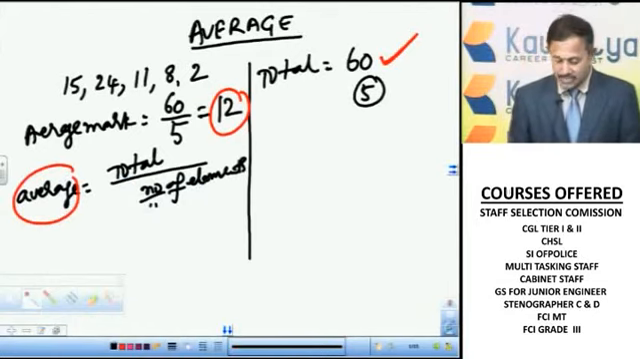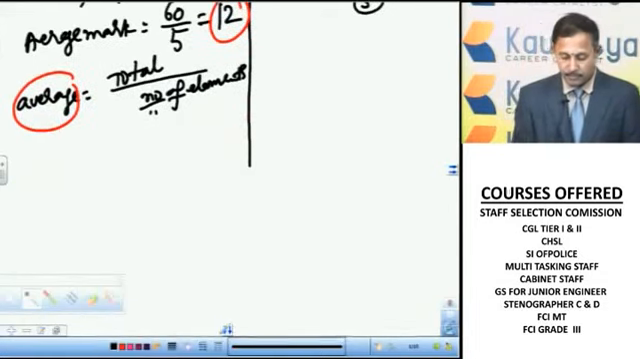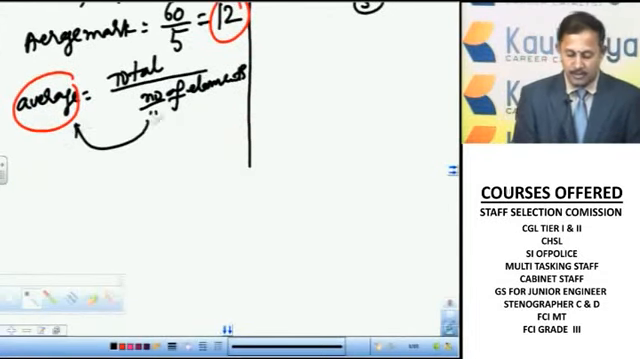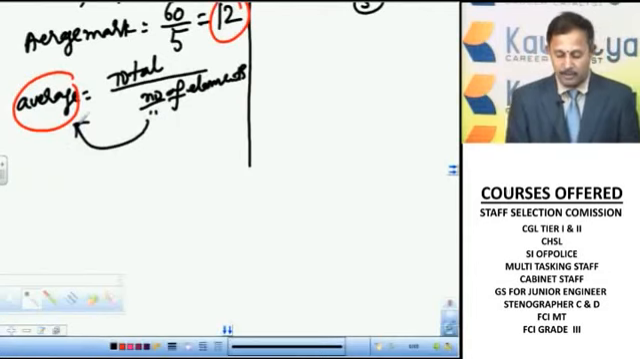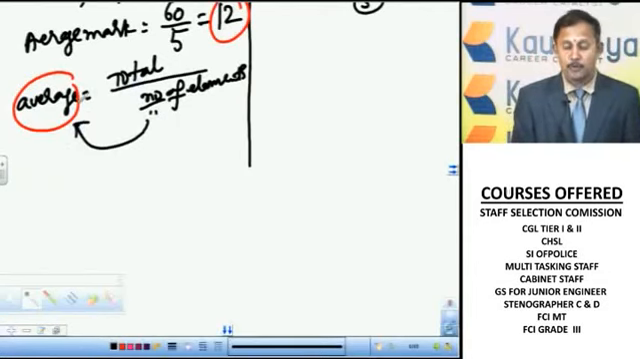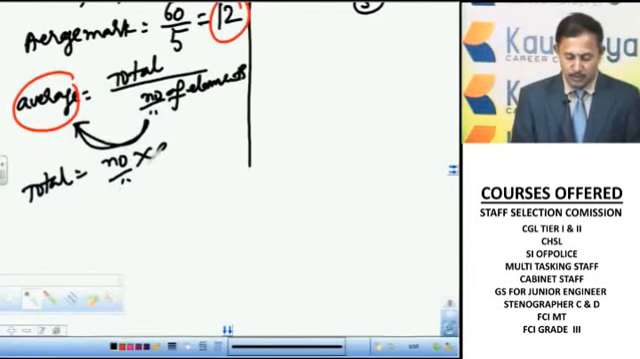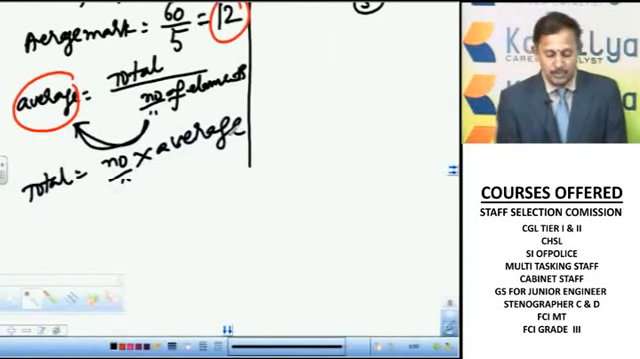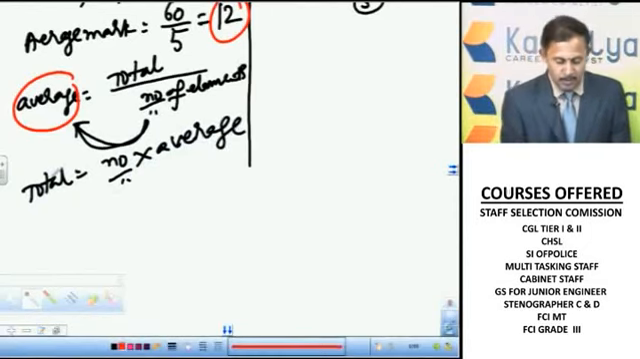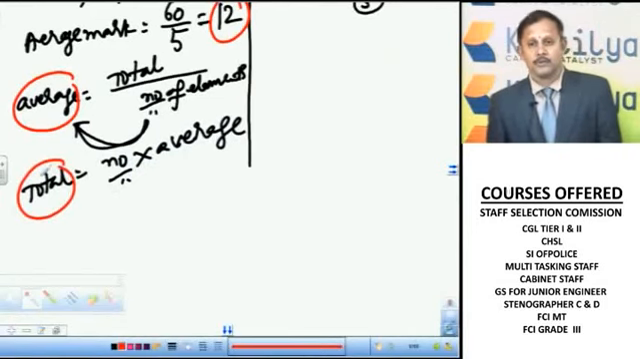Then we can derive the second formula. If you shift this number to the left side of the equality, we get total is equal to number of elements into average. So I can place before you, total is equal to number of elements into average value. So these are the two formulae. By making use of these two, we can do some problems.